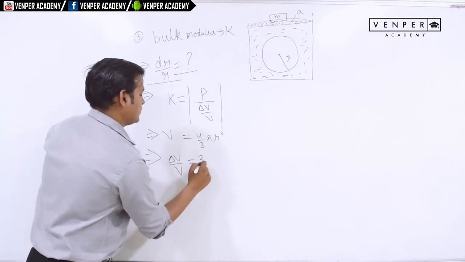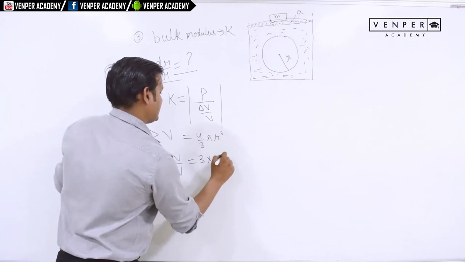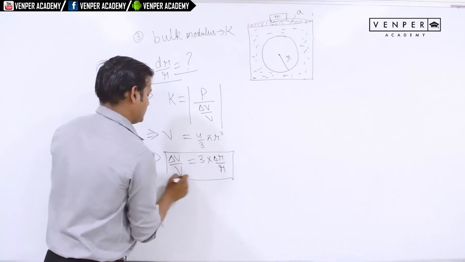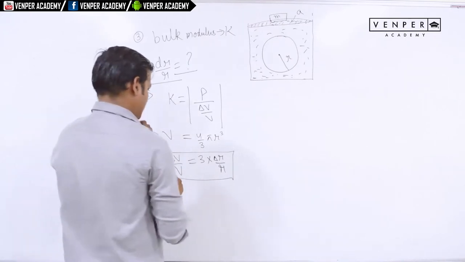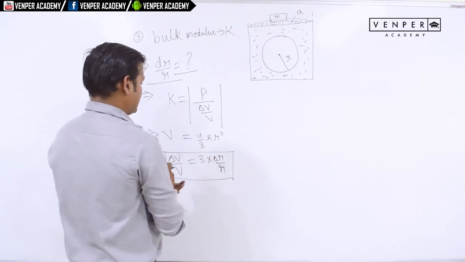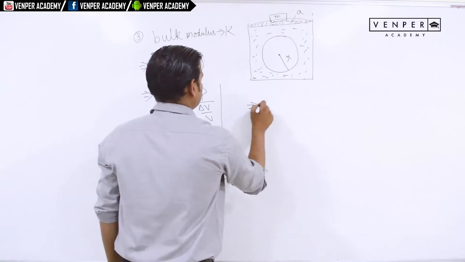So this one will be 3 into delta R by R. So this is the relation between delta V and delta R. Okay, so now we will just put all these values.